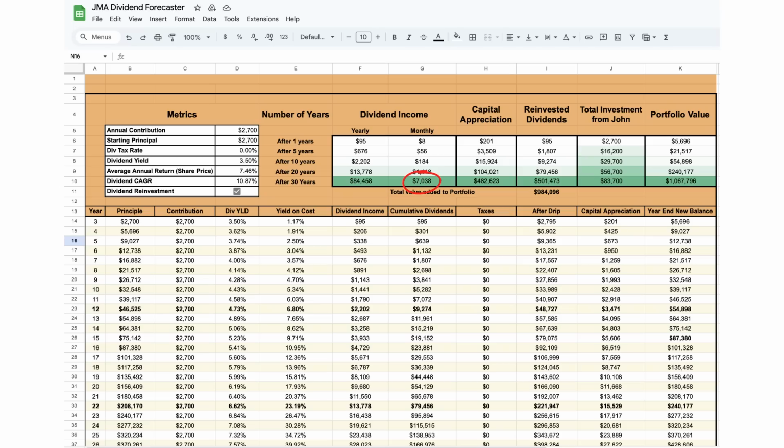In total, this ETF grows his portfolio by $984,096, which includes $482,623 from the rise in stock value and $501,473 from dividends reinvested over the years.